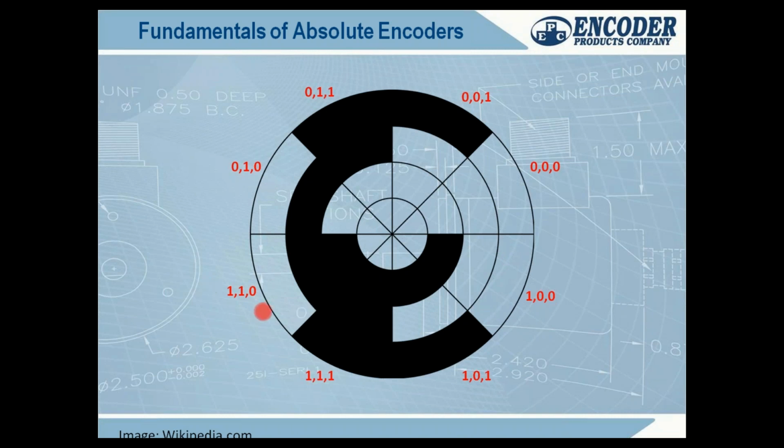They're each unique. So if I turn the encoder off and move the disk to here and turn it back on, I will still be giving out the correct position because it's going to give me out that code. That's how they work. That's it.